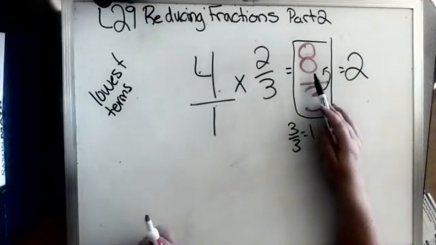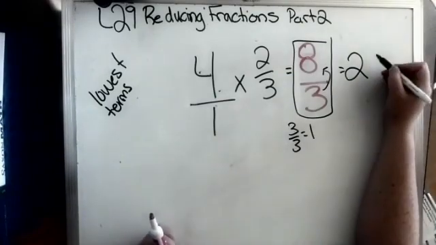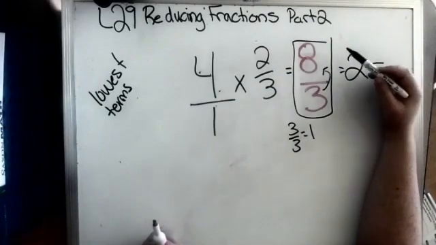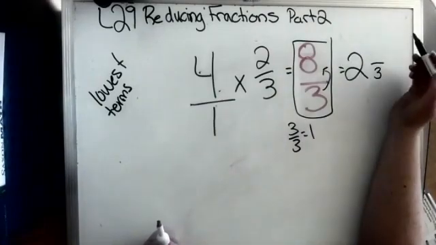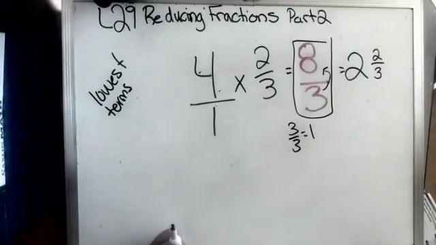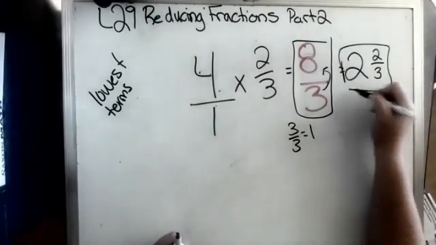If I take 6 out of 8, my denominator stays the same, and I am left with 2. So you end up with 2 and 2/3. This is now in lowest terms.